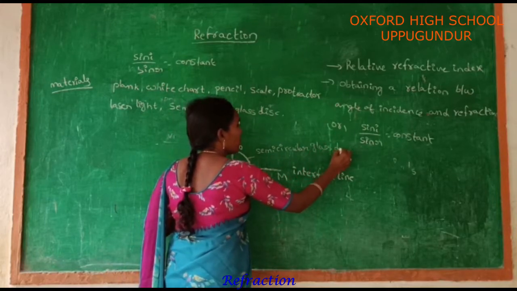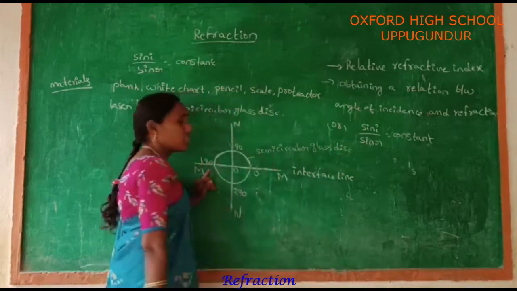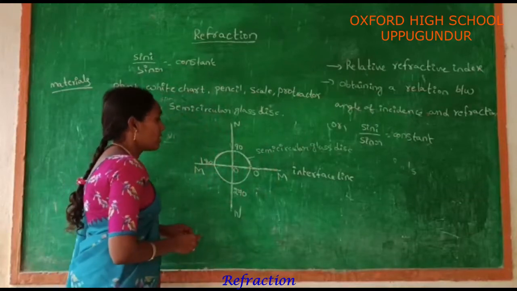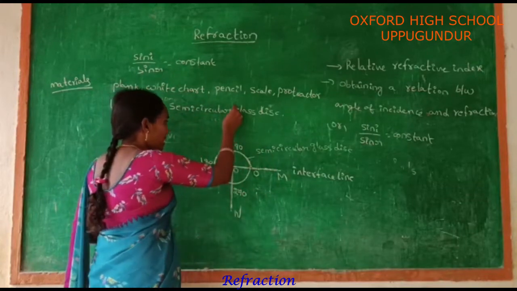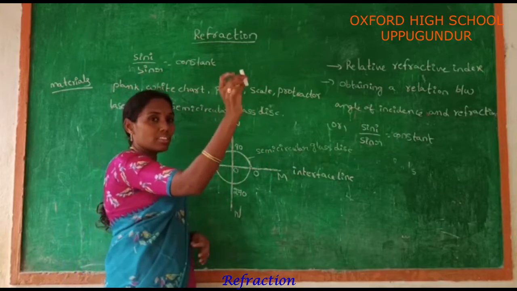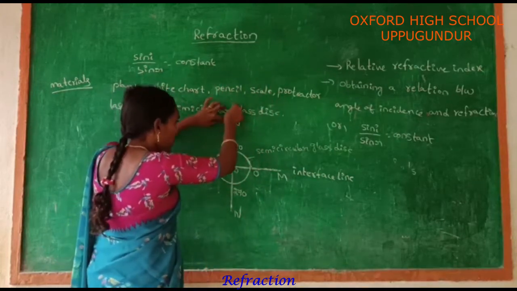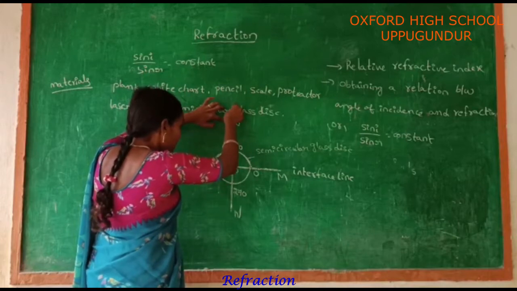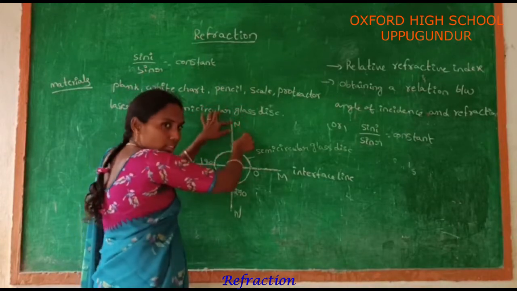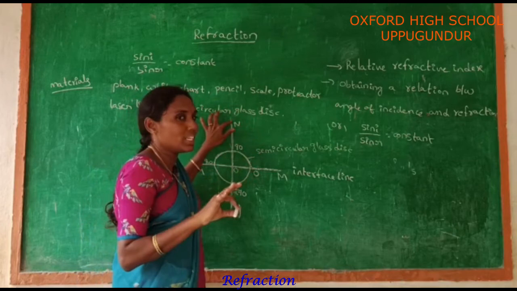Semi-circular glass disc. Okay? See the first case. Send a laser light along the normal. This is the normal. When we send a laser light along the normal, the light ray is not deviated.